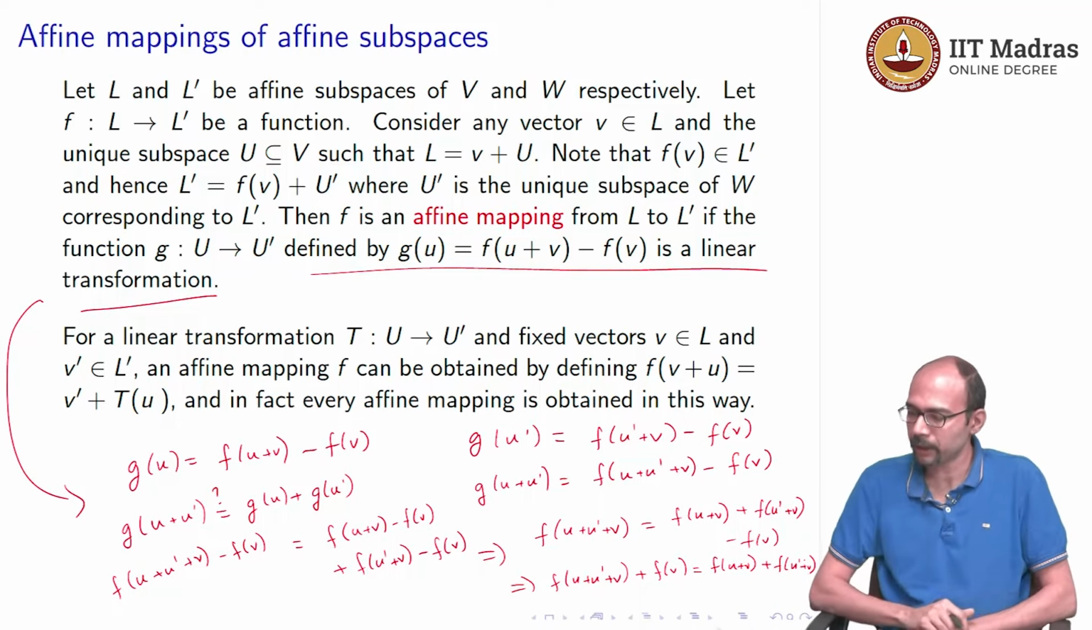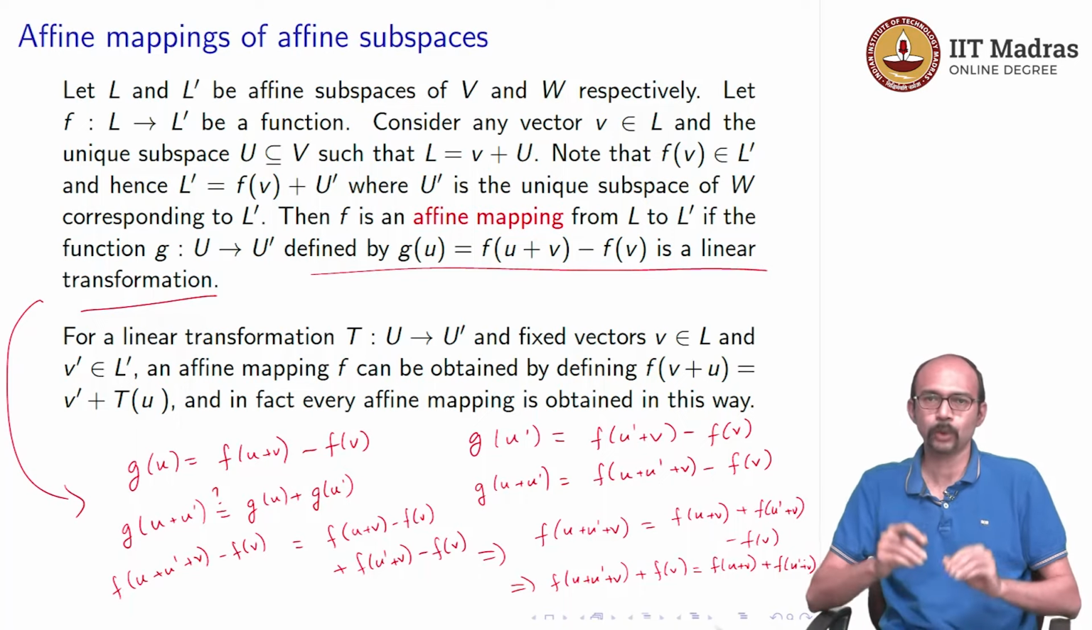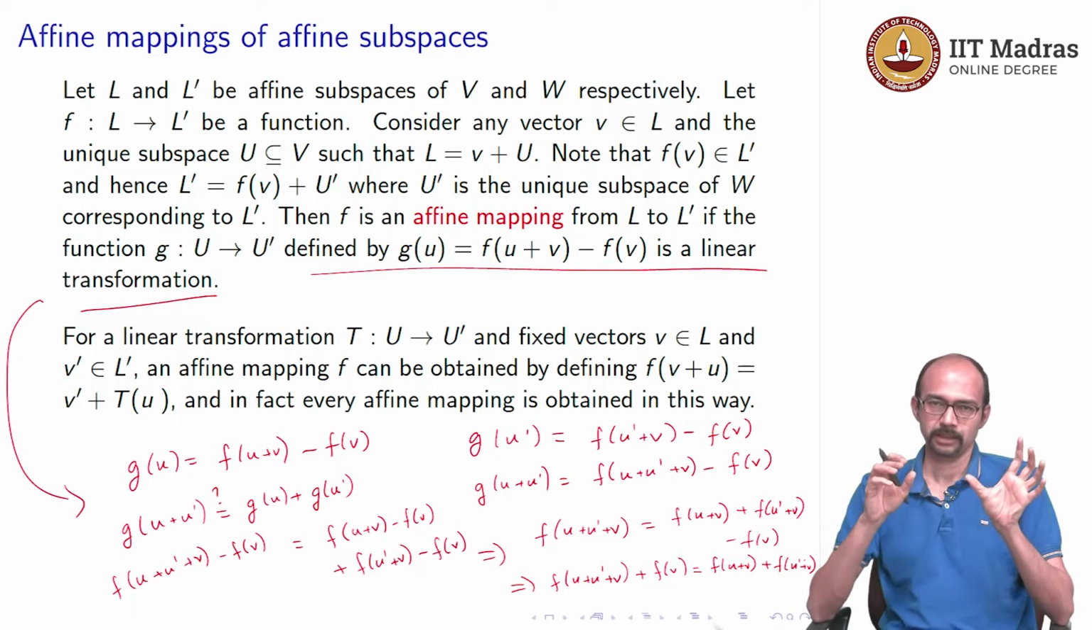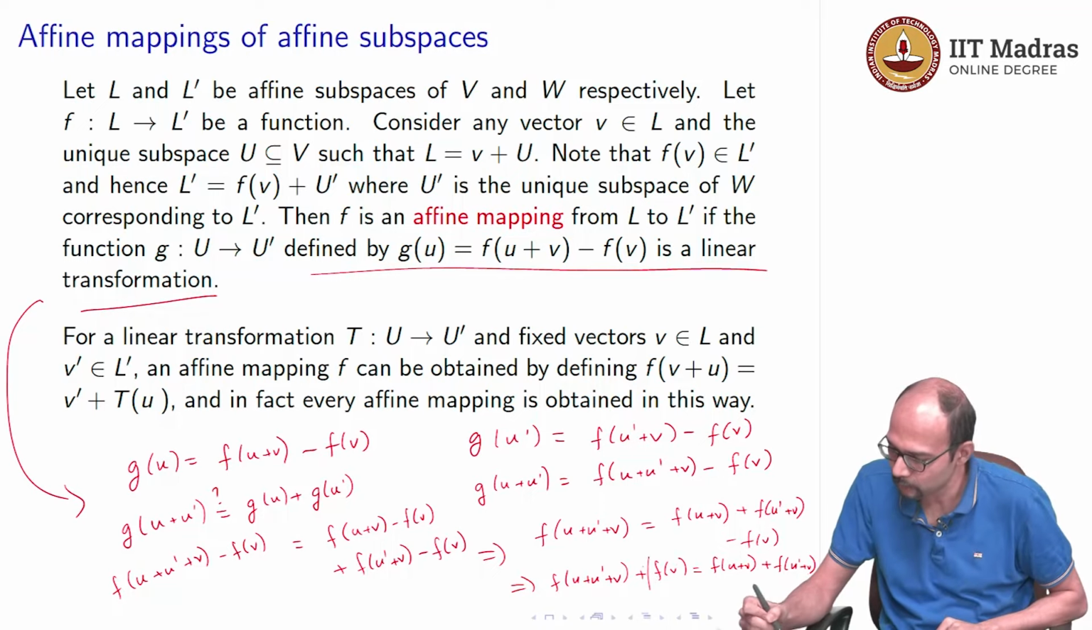You are taking u plus u prime plus v, and then you look at it as u plus v, u prime plus v, and there is an extra v over there. So, that extra v you get in here.